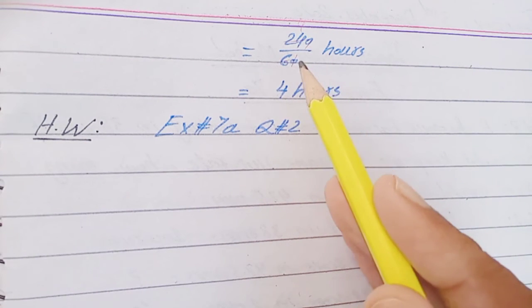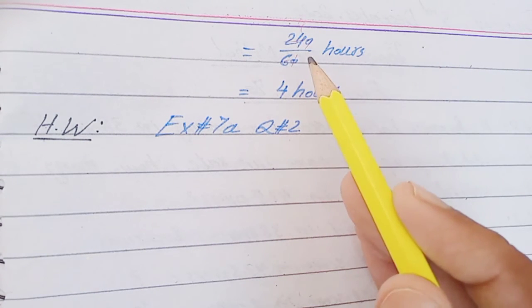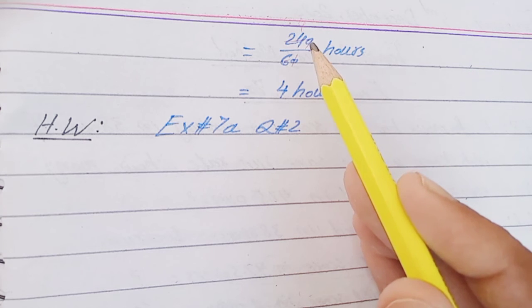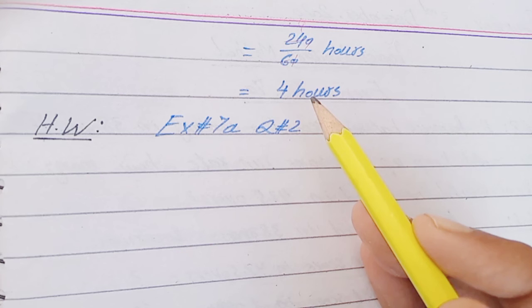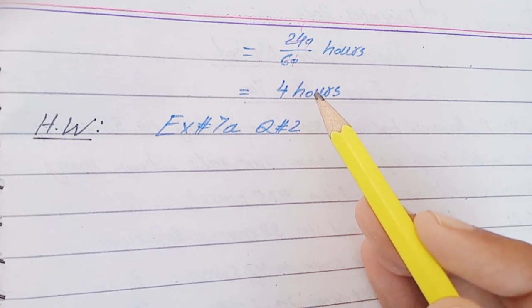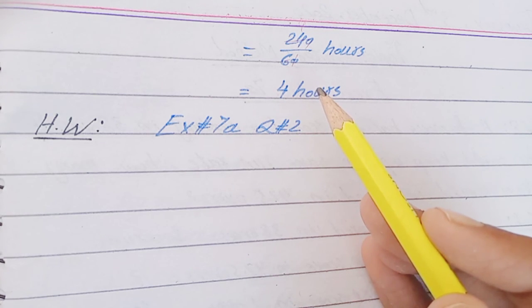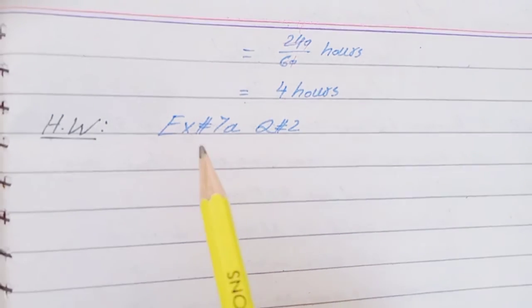And we know 240 minutes in hours will be 240 divided by 60, because 1 hour is equal to 60 minutes. 240 by 60 is equal to 4 hours. It means the train required 4 hours to cover the 360 kilometer. That was our today's topic.